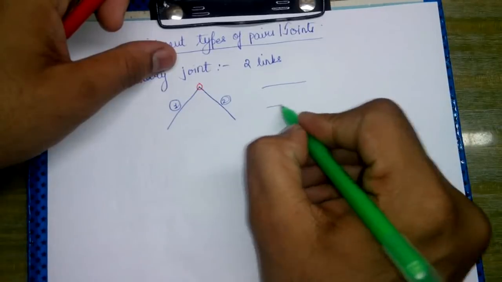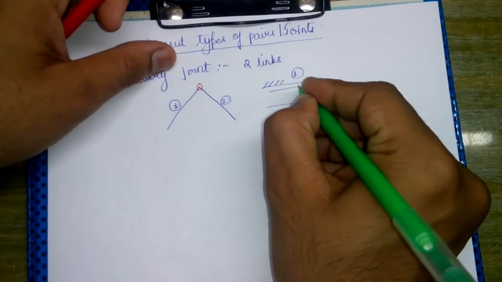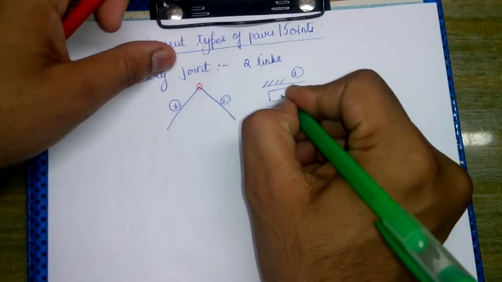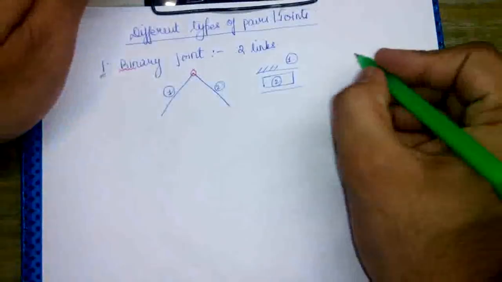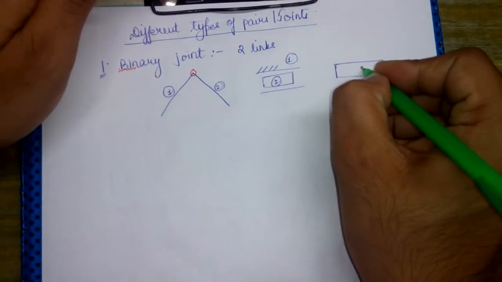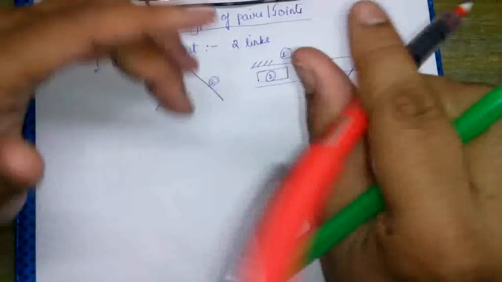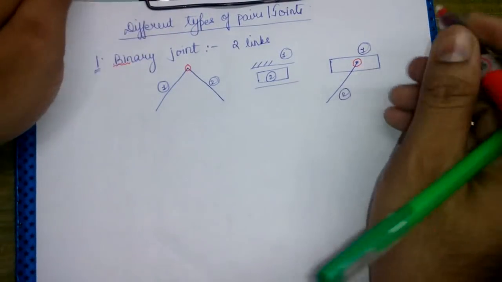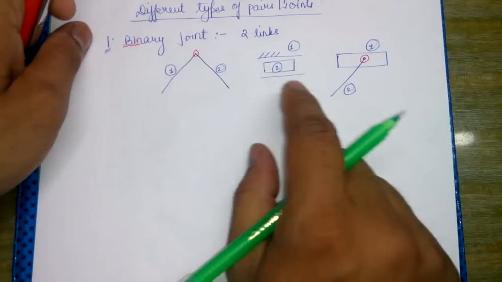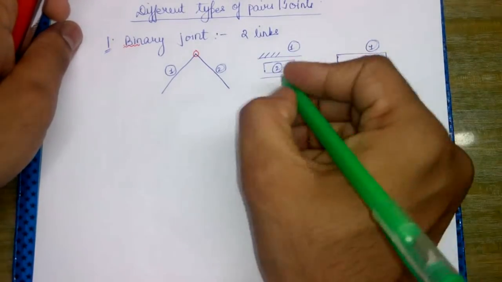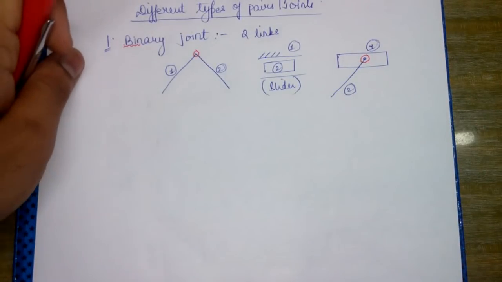And in the case of a slider mechanism, the slider is the first link and this is the second link. So this is also an example of a binary joint. Another example can be like this: this is the first link, this is the second link. So this becomes a binary joint, where two links are joined at one point. We should remember that a slider also behaves as a binary joint.